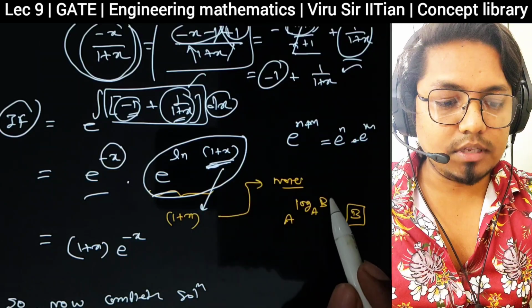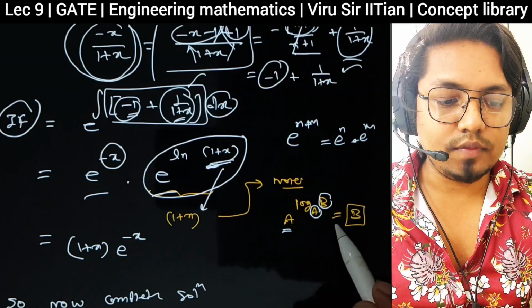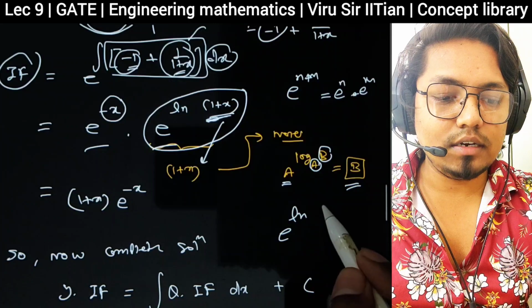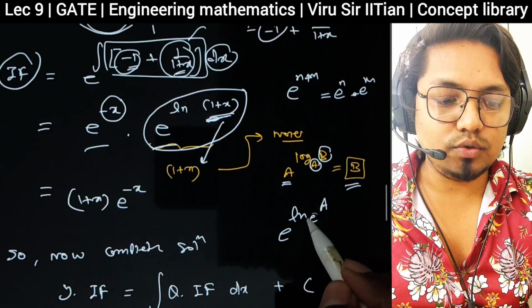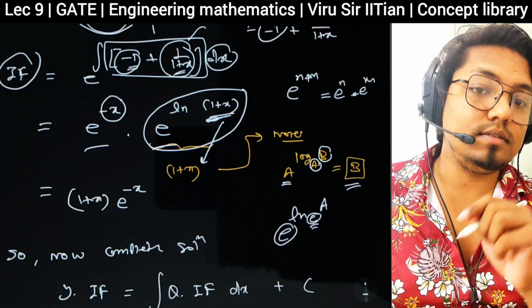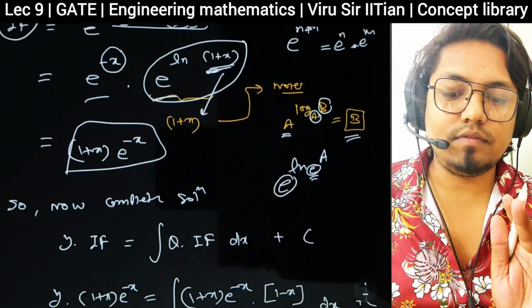How? Remember the trick: a power log b, and if the base is also a, then the answer directly becomes b. So you know that e power ln, suppose I'm writing a here and e, so this e is matching. And remember, in natural log by default your base is e, okay. So this will be your integrating factor finally.